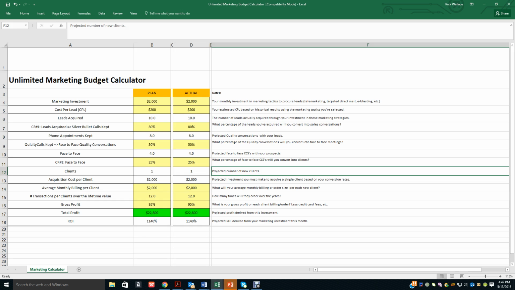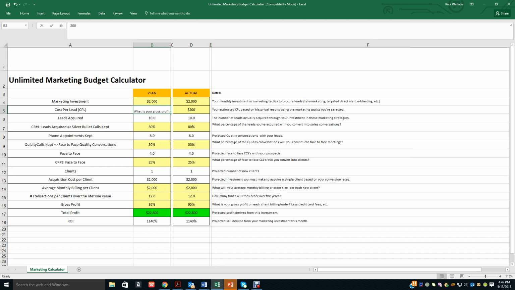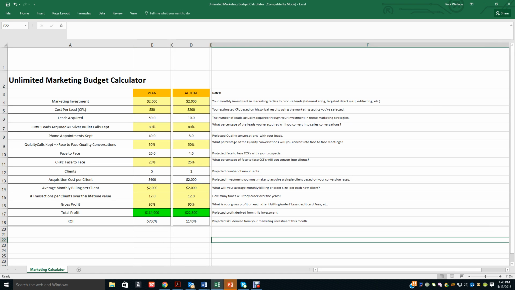Then the cost per lead. From things I've done in the past, I should have an idea of what I spent in the past and how many leads I generated. So in this case, $200 is your plan. Let's say that in the past it's costing you $50. And so leads acquired, in other words, the number of leads annually acquired through an investment in these marketing strategies. So let's say that we plan on generating 50 leads through these efforts.